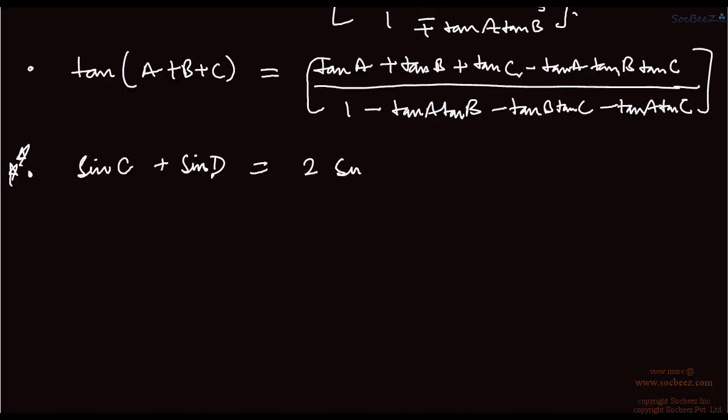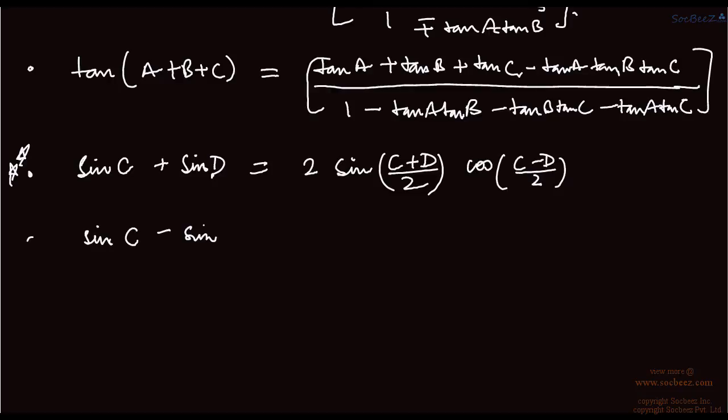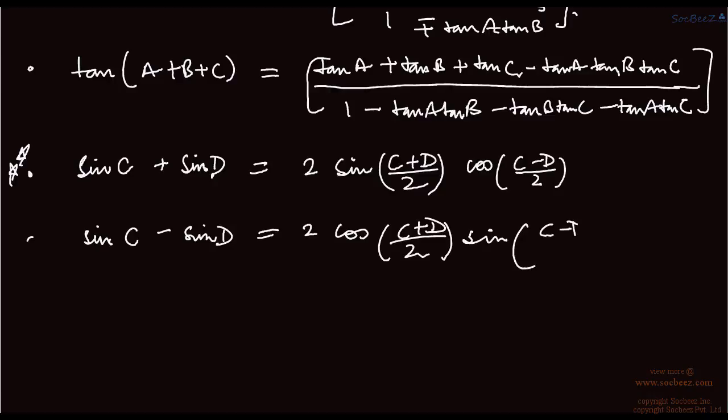This is equal to 2 sin((C+D)/2) cos((C−D)/2). Next one is sin C minus sin D. That is equal to 2 cos((C+D)/2) sin((C−D)/2). Okay.